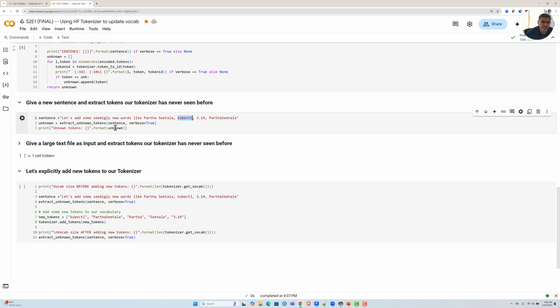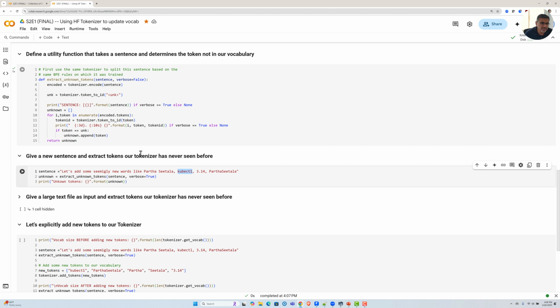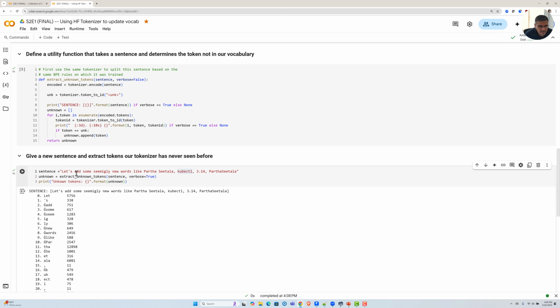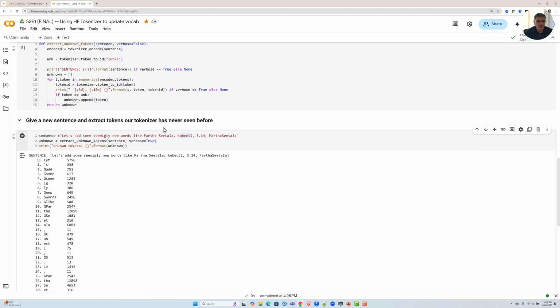So what really happens? I wrote this small utility routine called extract unknown tokens. All it does is that it takes this sentence, runs it through the Hugging Face tokenizer, and then it checks if that token exists in the vocabulary or not. That's all it does. So let's just run this and see what happens. When you run this, let's becomes "let" as one subtoken and then the apostrophe is another token and so on. But when it comes to, for example, my name here, Partha Sitala, it does not know that Partha is actually one word. So it splits it into subwords.